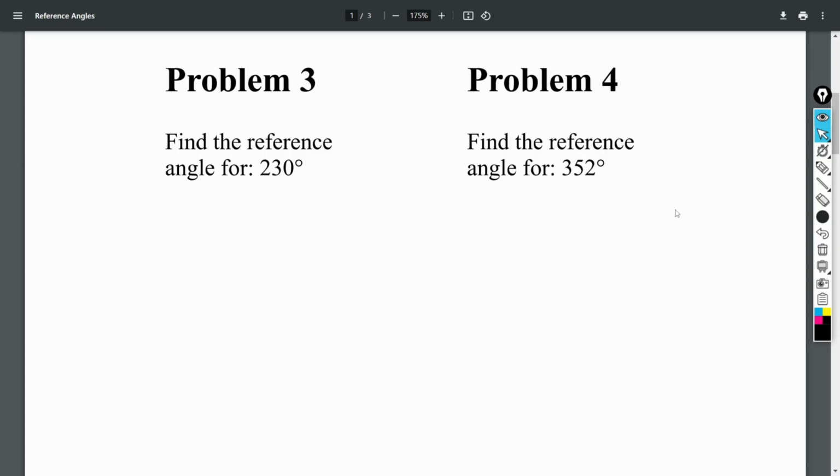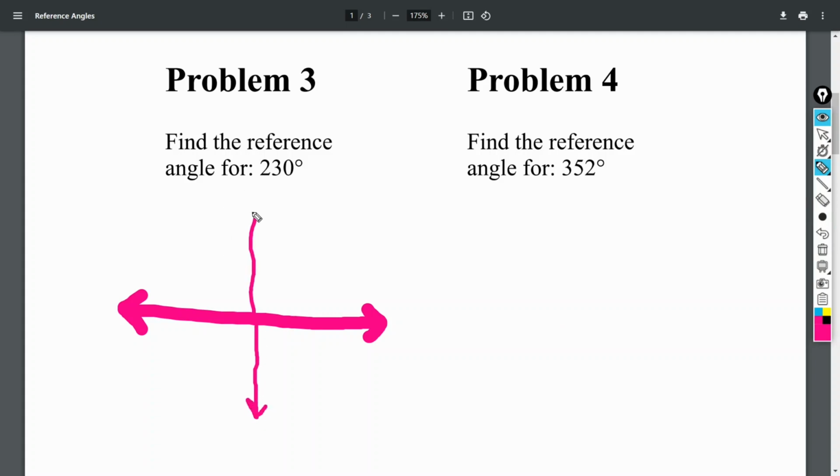Okay, so let's look at problems 3 and 4. So we want to find the reference angle for 230 degrees. So again, I always like to draw these out. I think it helps best to take a look at that. So we have that big x-axis there, and we have our y-axis. And we want to know, where does 230 go? So 180 is a straight angle, and if we go 50 degrees past it, we're at 230. So this big angle here is our theta.